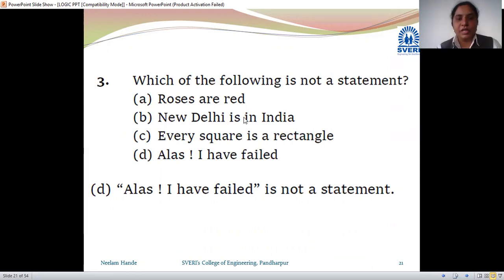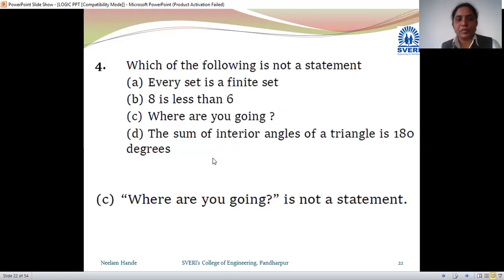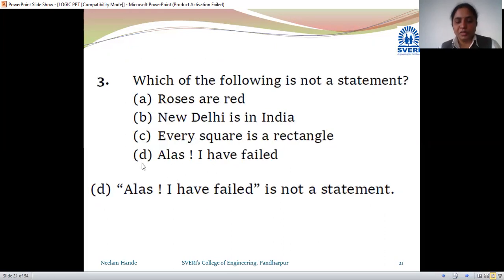Next, which of the following is not a statement? Roses are red. Universal truth. Yes, roses are red. New Delhi is in India. Yes, New Delhi is in India. Every square is a rectangle. Yes, these are some statements. But this one has a mark in it, so it is not a statement. So your correct answer will be option D.